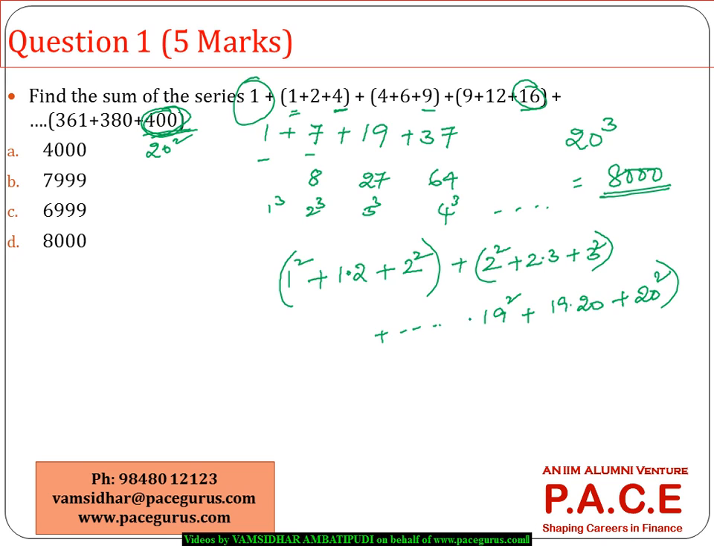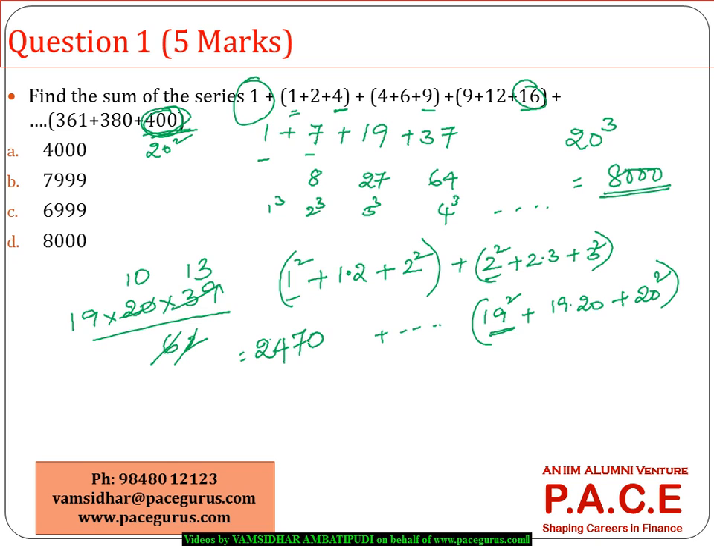You can think of various ways of doing this. Now the first term, if I add up, is the sum of the squares of n natural numbers: n into n plus 1 into 2n plus 1 by 6. 19 into 20 into 39 by 6. This can get simplified to 190 times 13, 39, 117, 13 plus 11, 24, 2470 is the value associated with this part.